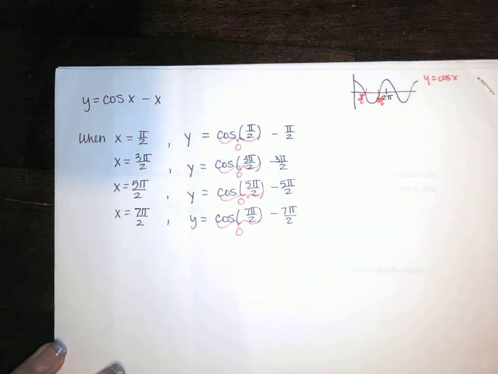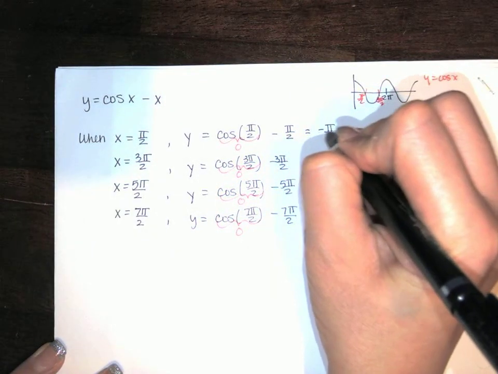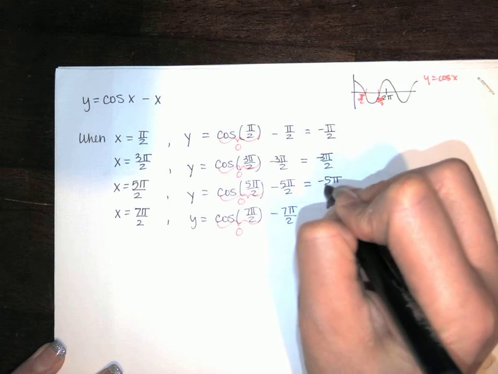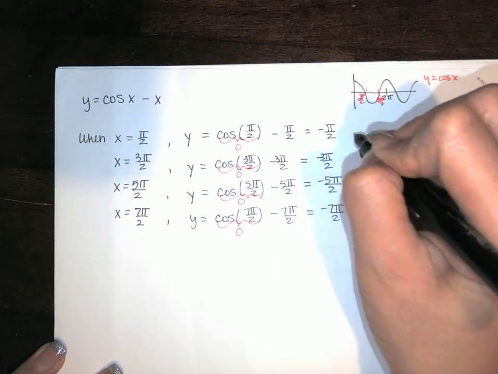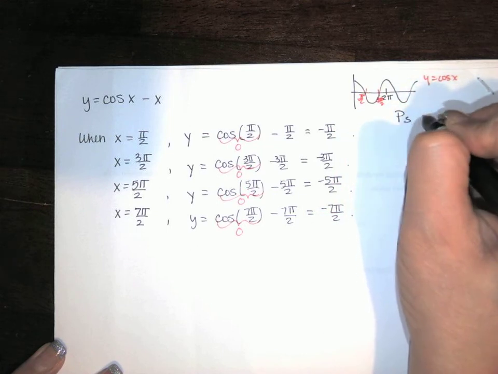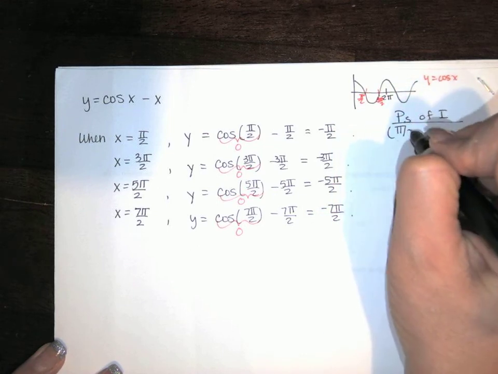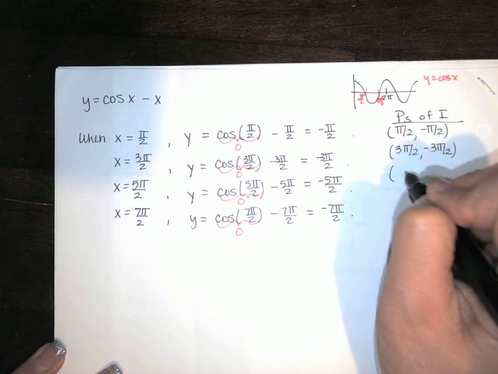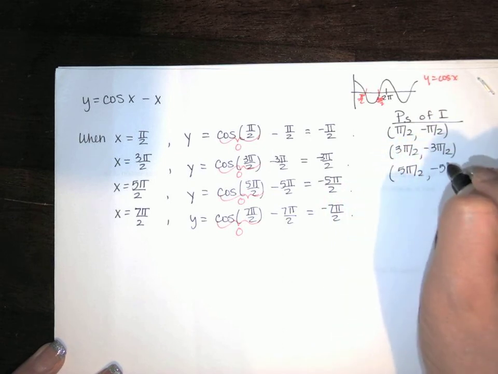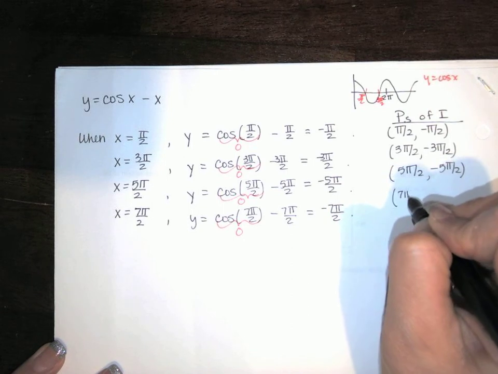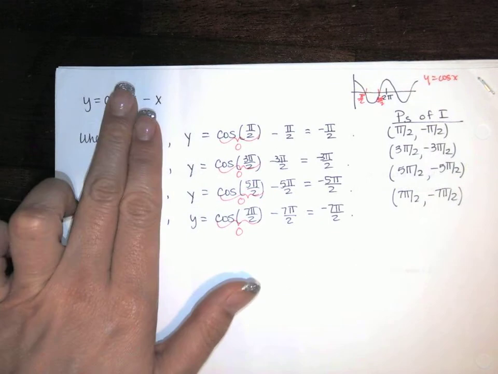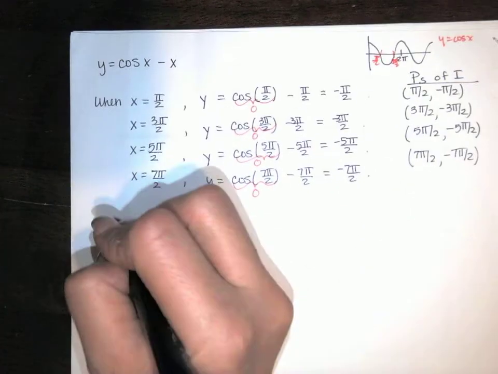So all of these are 0. You're saying to yourself, what? I know, me too. So I've got this. So our points of inflection are these, pi over 2 and negative pi over 2, 3 pi over 2 and negative 3 pi over 2, 5 pi over 2 and negative 5 pi over 2, and 7 pi over 2 and negative 7 pi over 2. The y value and the x value are opposites of each other. So these are all points on the graph y equals negative x.